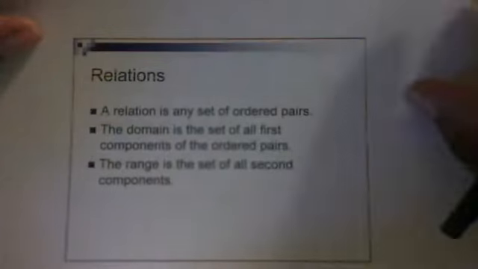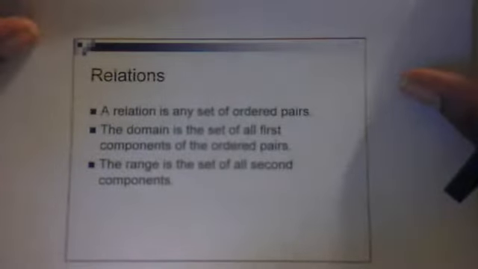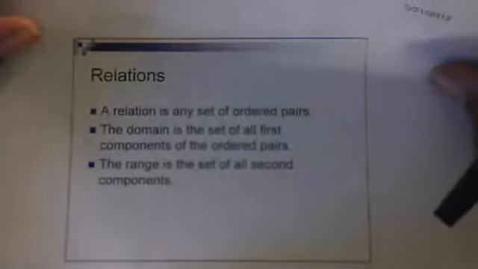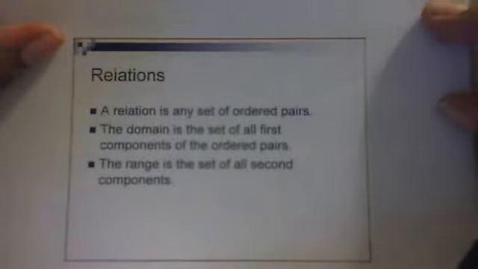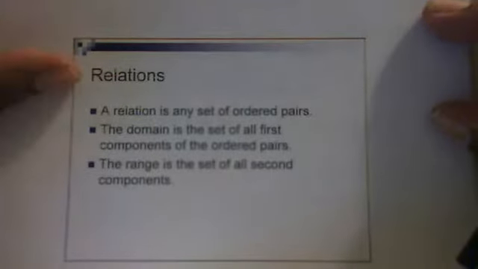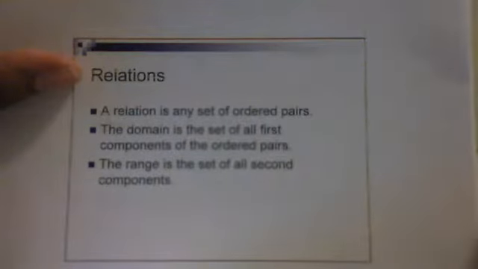Now let's look at the first definition. We need to look at some terms here. Let's start off with the word relation. A relation is nothing but any set of ordered pairs. So any set of ordered pairs is going to be defined as a relation.